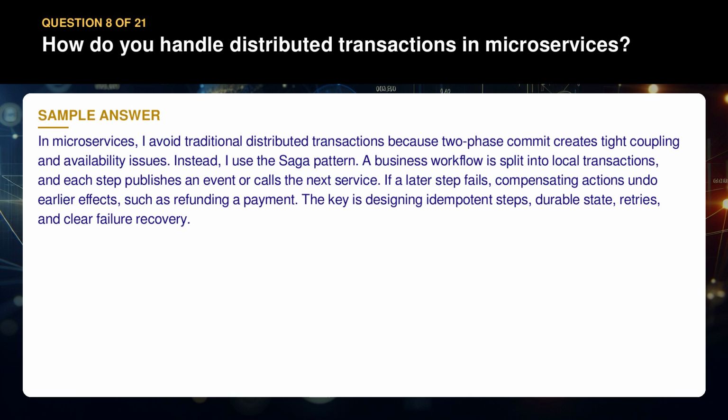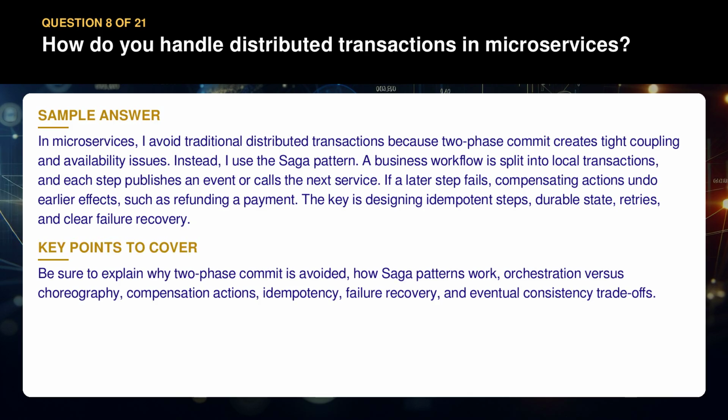The key is designing idempotent steps, durable state, retries, and clear failure recovery. Be sure to explain why two-phase commit is avoided, how saga patterns work, orchestration versus choreography, compensation actions, idempotency, failure recovery, and eventual consistency trade-offs.